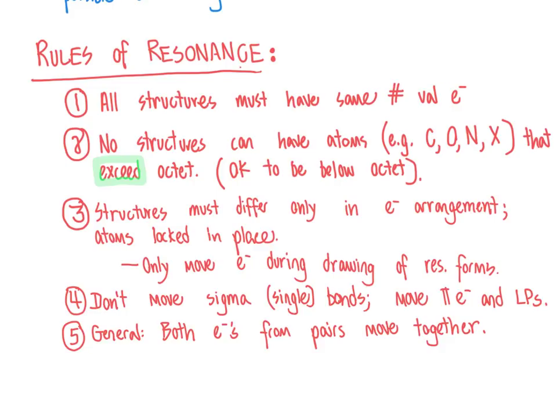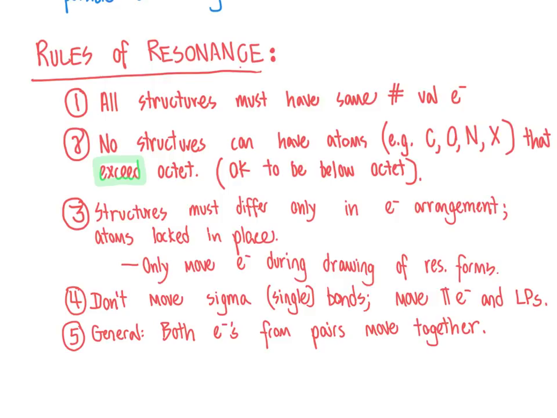at radical reactions, which involve unpaired electrons. And we'll see in those cases, we will have some situations where we move one electron at a time rather than pairs. But for now, for these rules of resonance, we're going to focus on moving both electrons of a pair together at the same time when we're doing a resonance structure drawing.